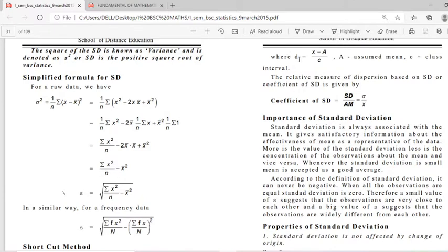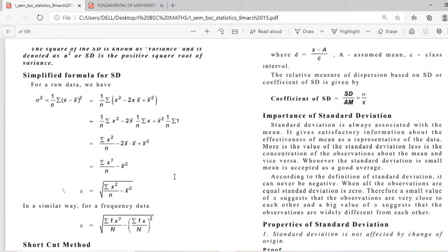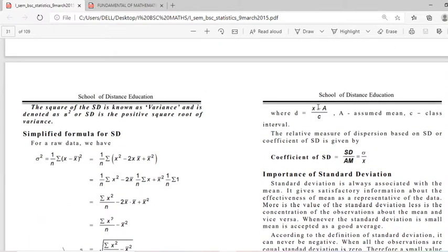If we consider d like this, in this case we consider d is equal to x minus a, and also we can consider d is equal to x minus a by c. We have divided with a constant c. a is assumed mean, c is a class interval, etc. Whatever be the information, a and c are constants. a can be mean, c can be class interval, or c can be any other positive value, whatever it is. You can consider this transformation, that is d equal to x minus a by c.